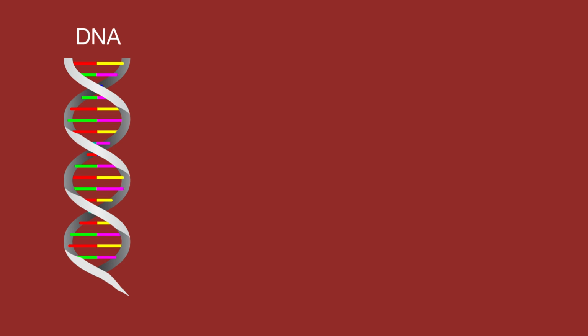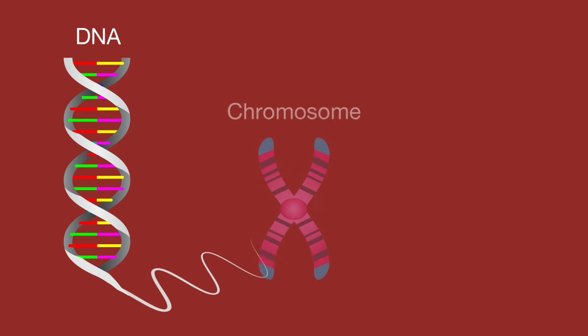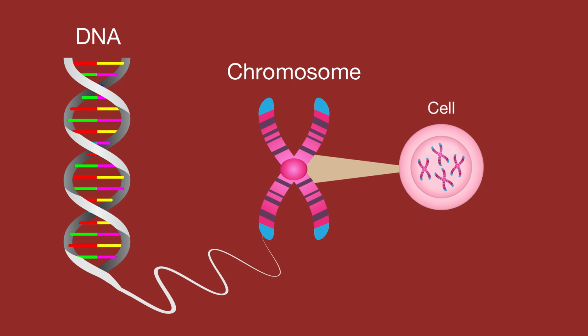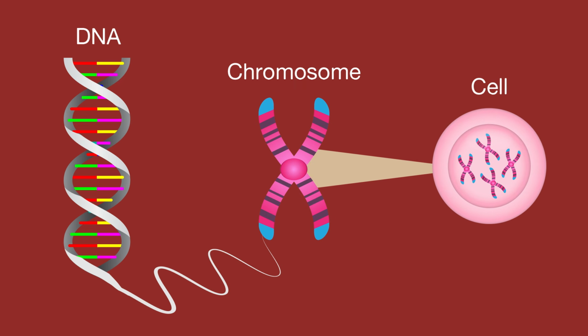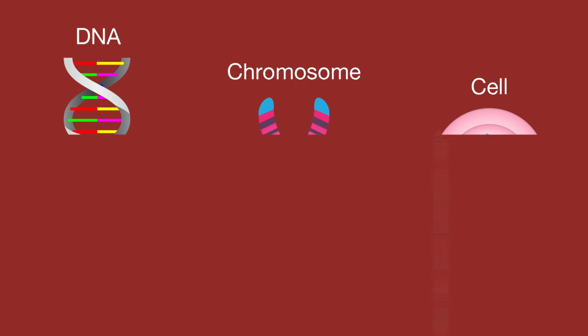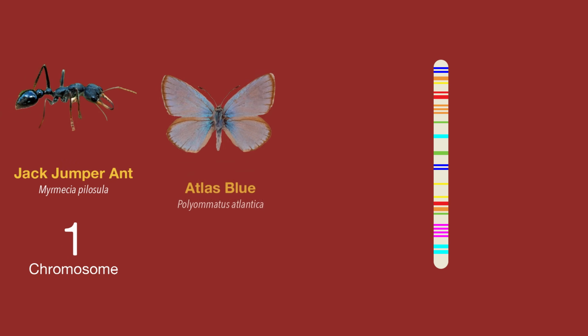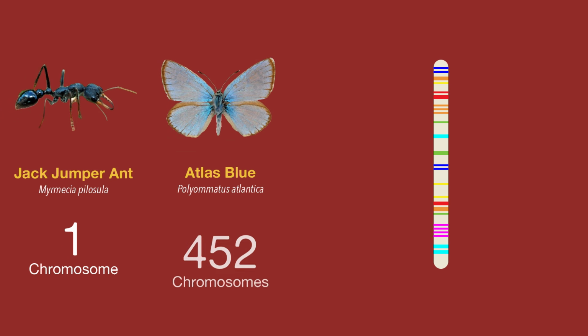Okay, for my last 2 points, I'm going to get a bit more technical. As you probably know, the actual instructions for living things are stored in a structure called DNA. Well, a single strand of DNA is called a chromosome, and most animals have several chromosomes, a full set of which is stored in every cell in their bodies. The number of chromosomes a species has varies quite a bit, from this ant, which has just 1, to this butterfly, which has about 450.